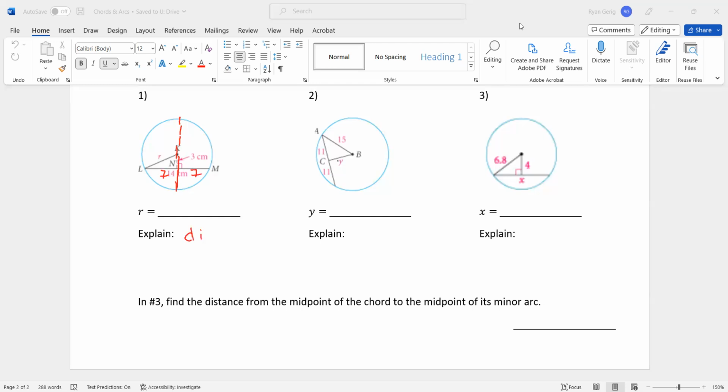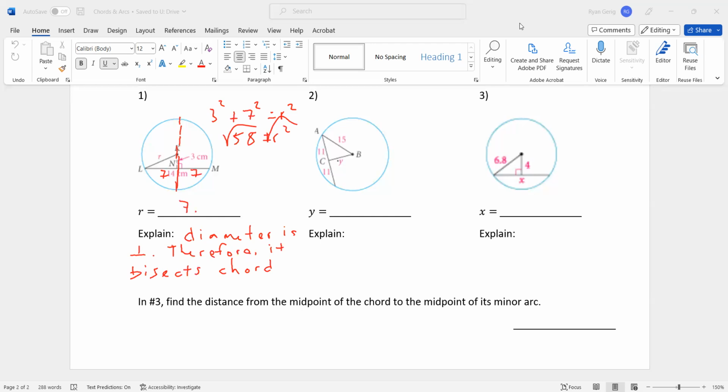So diameter is perpendicular. Therefore, okay, it bisects the chord. That's the theorem I'm using to help me answer this question. I haven't answered the question yet. But now what I have here is a right triangle with the 2 legs. So I can do 3 squared plus 7 squared equals r squared. So I get 9 plus 49, so 58 equals r squared. Take the square root, and you should get 7.6. Let's check it real quick. Yep, 7.6.